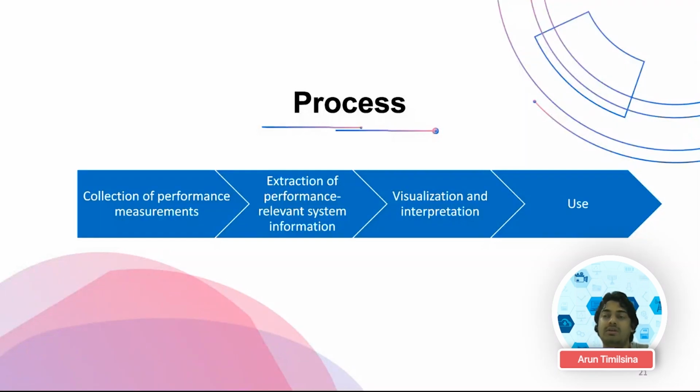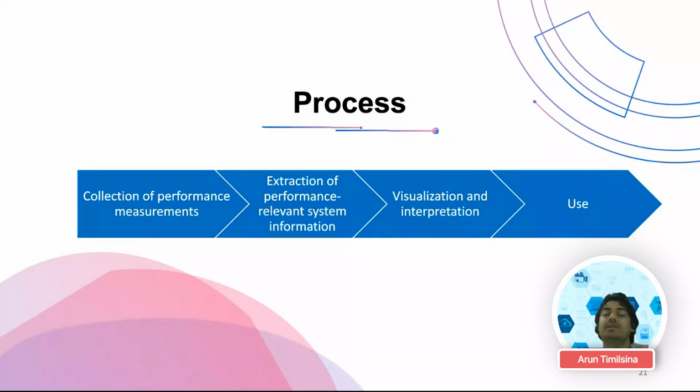We can construct this process on four major blocks. The first one is collecting performance related measurements, based on our objective. What is our objective? Our objective is to optimize the application based on memory usage. So we have to capture the memory related data for that particular process.